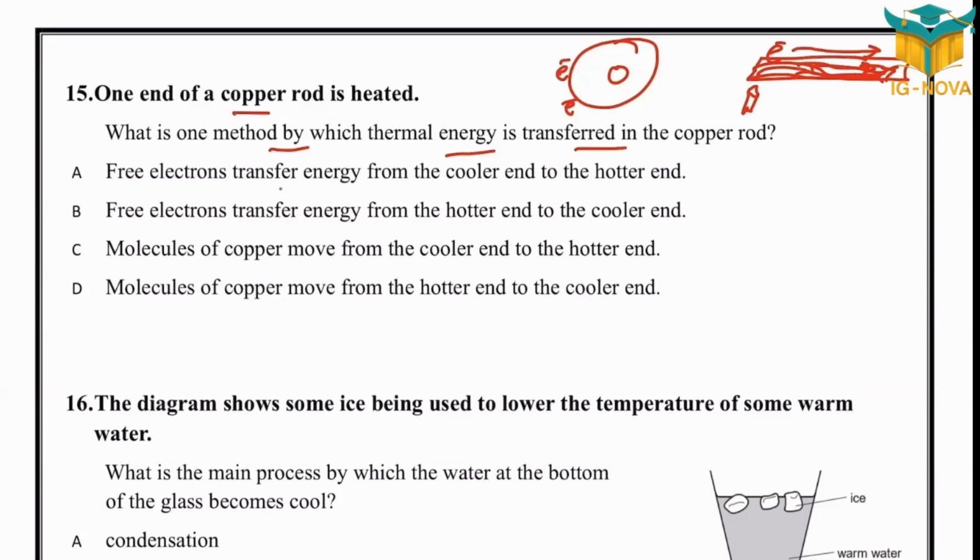Free electrons transfer energy from a cooler end to a hotter end? No. It moves from a hotter to a cooler object. Free electrons transfer energy from the hotter end to the cooler end, yes. So I'm going for B. Options C and D: molecules of copper move? Molecules don't move, they cannot move. Maybe they vibrate, but they cannot move.